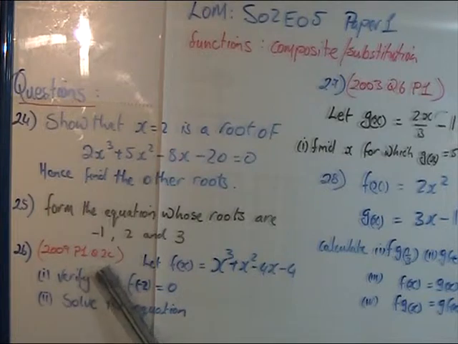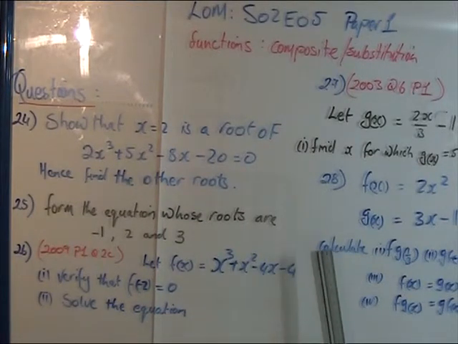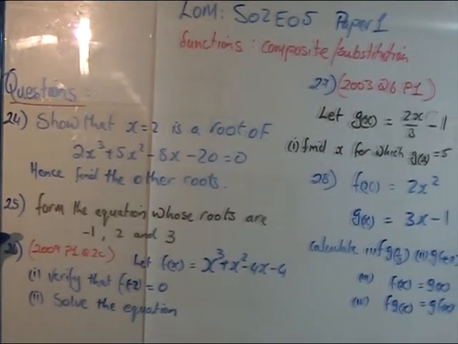2009 Paper 1, question 2c. f of x is equal to this. Verify that f of minus 2 is equal to 0. Put in minus 2 for x, and if it equals 0, it's true. In other words, it's a root. And then solve the equation. In other words, find the other roots. Now this is also important. I'm going to move this over a bit.